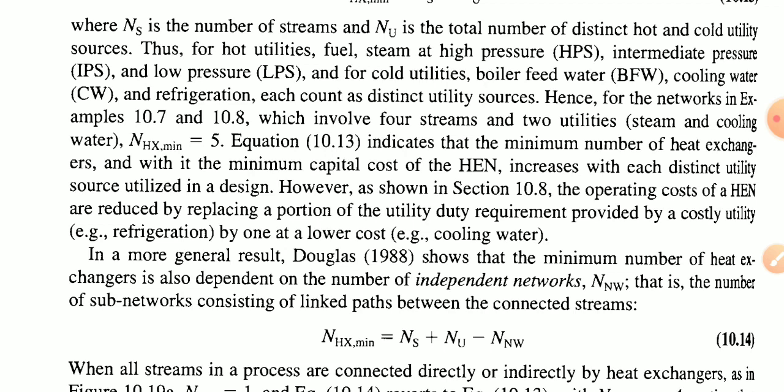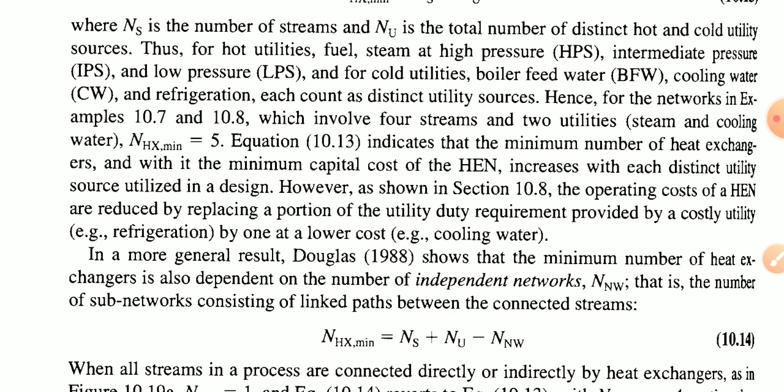Okay, remember, most important. What is NS? The number of streams. NU is the number of hot and cold utility sources. The hot utilities are fuel streams, high pressure steam HPS, intermediate pressure IPS, low pressure LPS, and the cold ones are boiler feed water BFW, cooling water CW. Refrigerations each count as a distinct utility source.